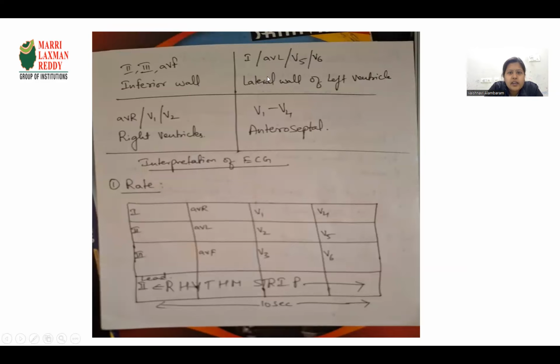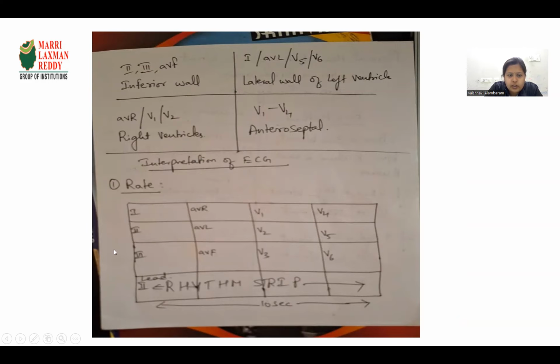This commonly shows which lead is having access to which part of the heart. You can see inferior walls are covered by lead 2, lead 3 and augmented vector foot, whereas the lateral wall of the left ventricle is seen by lead 1 and augmented vector left and also V5 to V6. Augmented vector right, V1 and V2 precordial leads are looking at the right ventricle. V1 to V4 are looking at the anterior-septal area.